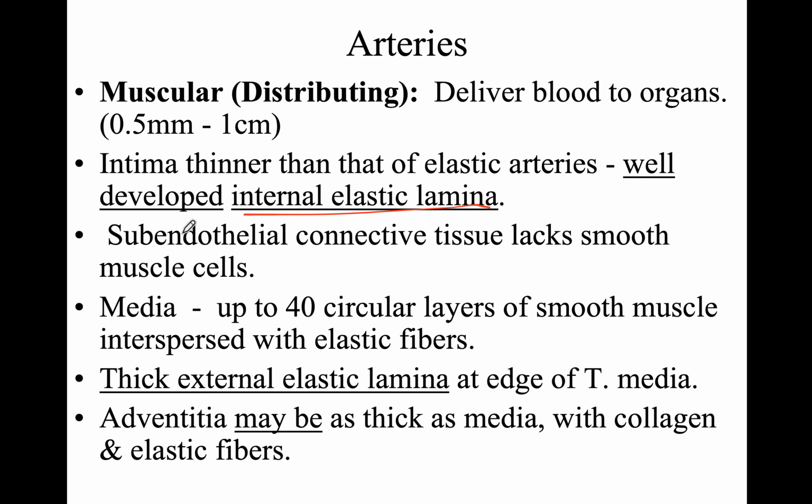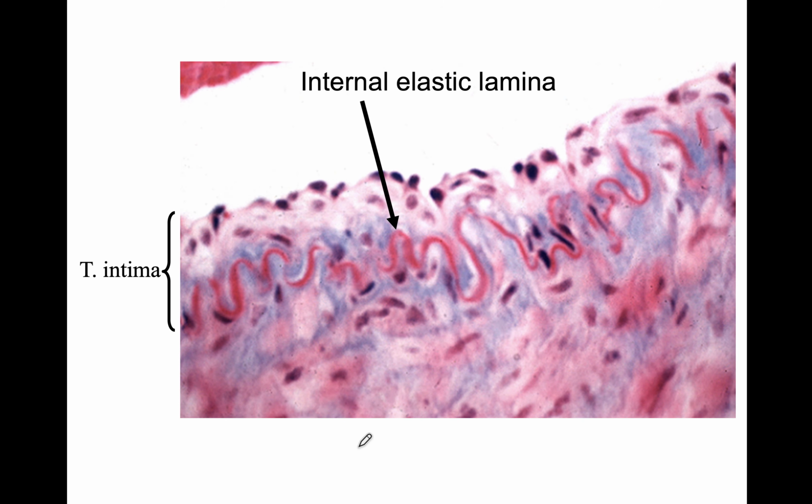Underneath the endothelium, we have the subendothelial connective tissue. Then we have the tunica media, and this consists of up to 40 circular layers of smooth muscle. Interspersed between these layers of smooth muscle, we have elastic fiber. And finally, we have a thick external elastic lamina, which limits the tunica media from the tunica adventitia. The tunica adventitia, again, consists of dense, irregular connective tissue.